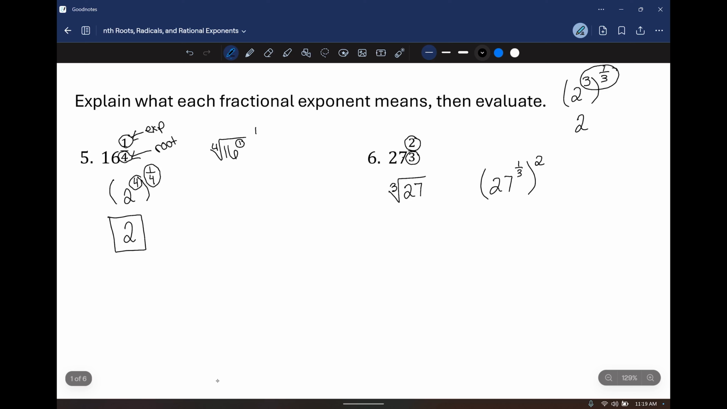2. Now, 2 and 1/3 are not canceling, but I do know that 27 is a perfect cube. The cube root of 27 is 3. And then I can take that to the second power. 3 squared is 9.